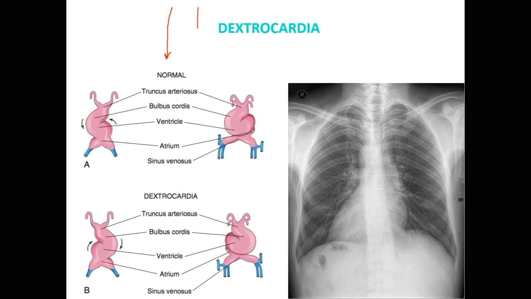So normally, it bends pointed to the right. So here's the point, it's pointing to the right, correct? So this is left, this is right. So it bends to the right, meaning the direction of the heart is actually going left. So this is a normal heart.